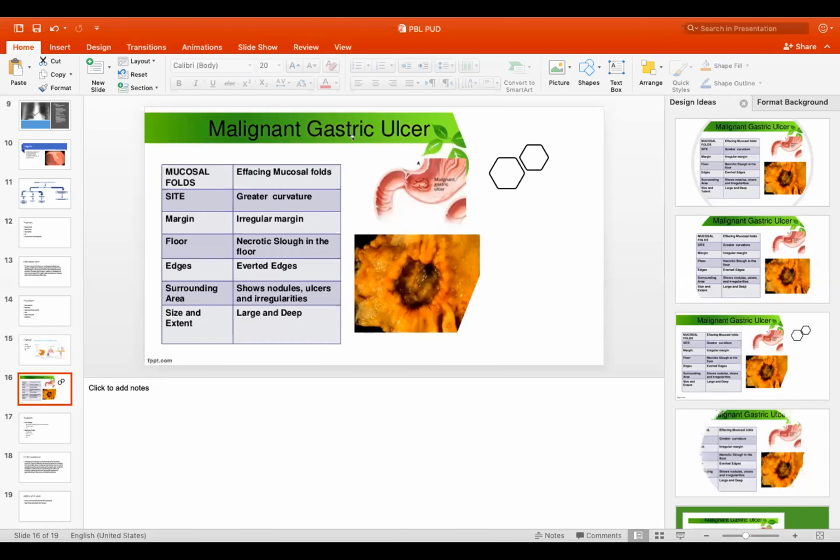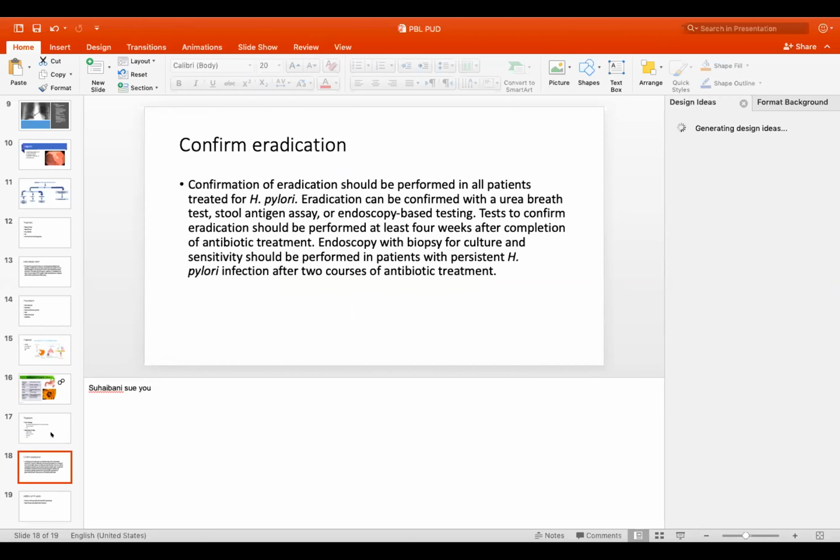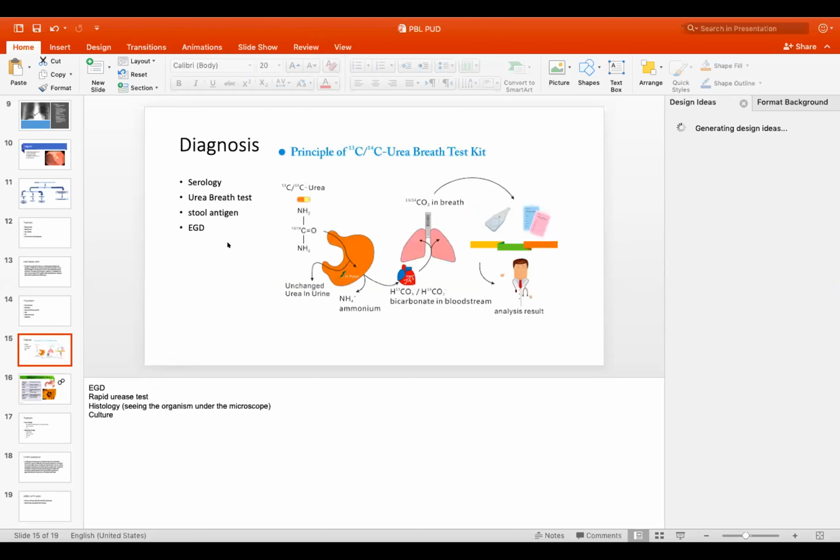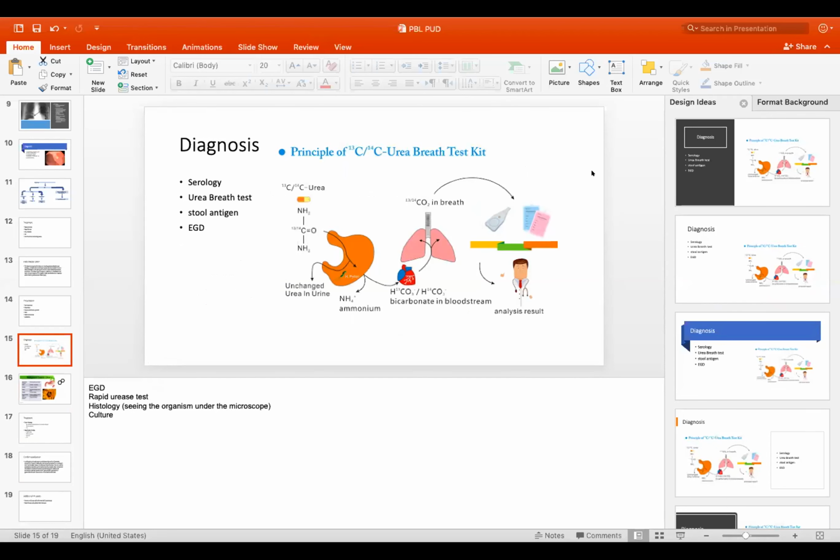Just remember the malignant feature of the gastric ulcer. Remember one question was about the size. So the larger it is, the more likely it's malignant. Remember, confirming the eradication, the best test will be the upper scope, EGD. Excellent. So I think Dr. Shaibani loves this one. Yeah, he loves that question.